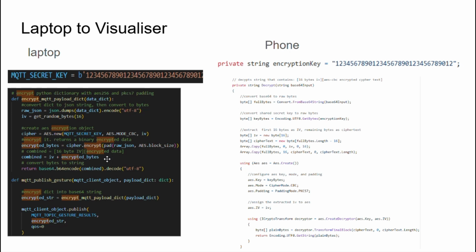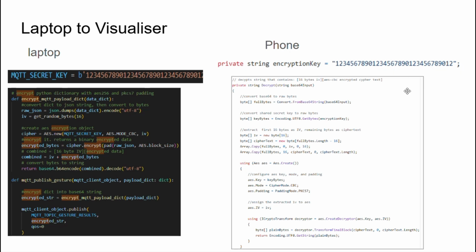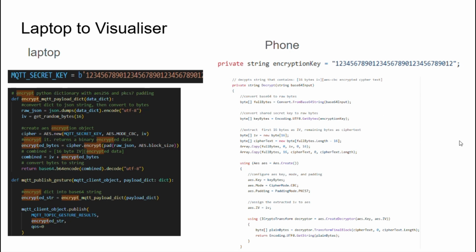On the visualizer, the Unity receives the encrypted base64 string, and then it extracts the IV and the ciphertext and decrypts the message using the same key. Padding is automatically removed.